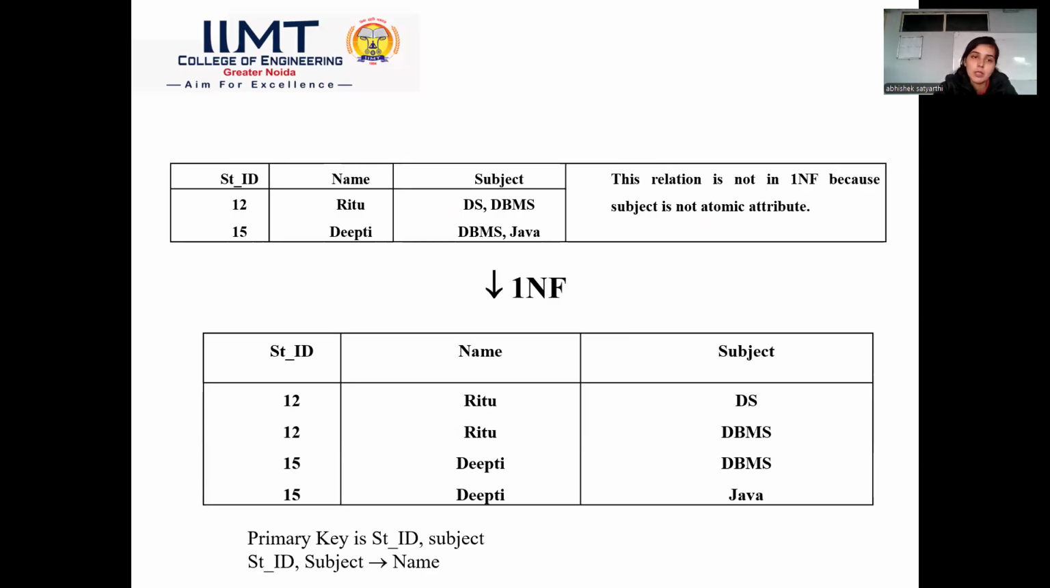Let's take one example. Suppose we have a relation. Inside this relation, we have student ID, student name, and subject. Student ID 12, student name is Ritu, who has the subjects data structure and DBMS. Another ID is 15, name is Deepthi, and subject is DBMS and Java.